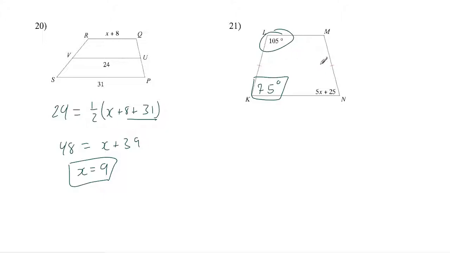And because this is an isosceles trapezoid, that means that the two base angles are actually equal, just like an isosceles triangle. So because this is an isosceles trapezoid, I can set these two base angles to be congruent. And I can say that 75 is equal to 5x plus 25. Subtract 25 from both sides, I get 50 is equal to 5x, or x is equal to 10.